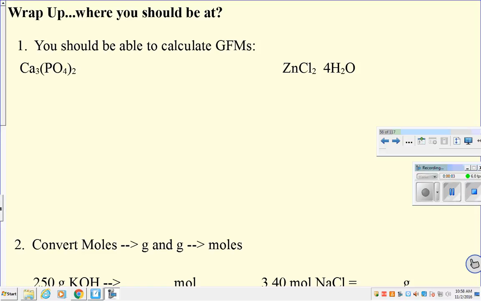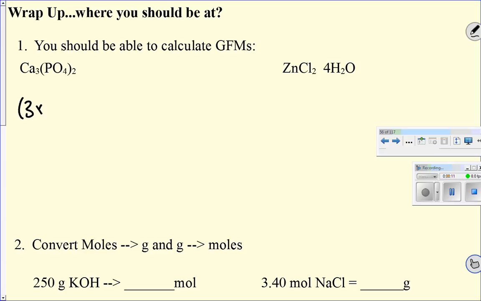This is the work for some checkpoint problems in your packet. So first, you should be able to do GFMs at this point, or gram per mole mass. You're looking each of these elements up on the periodic table. I'll show you the work for each of these.